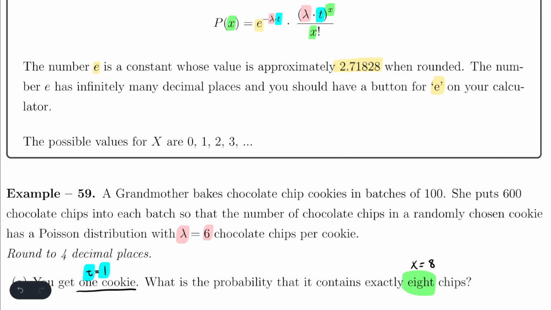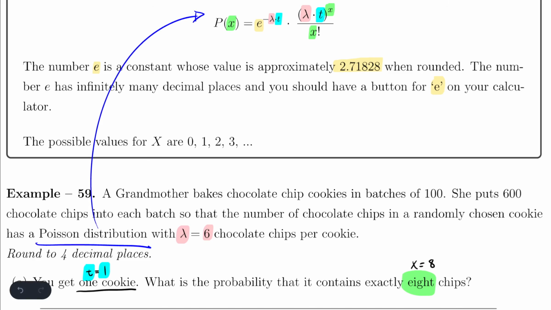Now they told us that we could use the Poisson distribution. So that means this formula will work for us. So let's see if we've got everything we need. To use the formula, we need to know what's the x value, it's 8. We need to know the lambda value, which is 6. We need to know our t value, which is 1. And we have to know how to use e in our calculator. We've got all of that, so let's write out the formula.